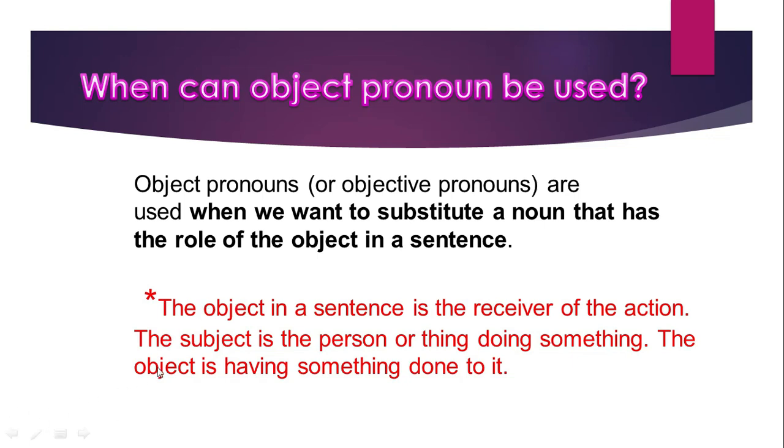The subject is the person or thing doing something. Subject is the doer. A person who does work is called a subject. So he or she is a doer, and the object is having something done to it. Subject is doing the action on that object. So object comes at the end and it's the receiver of the action. It can be the name of a thing or a place or a person.